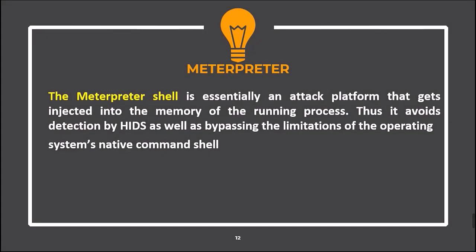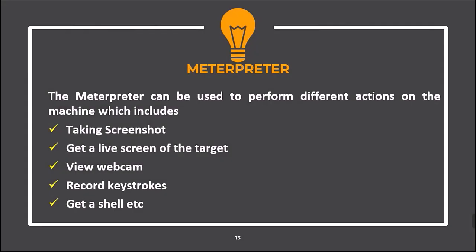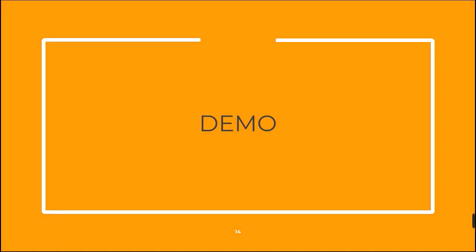Meterpreter is essentially an attack platform that gets injected into the memory of a running process. Thus, it avoids detection by intrusion detection systems as well as bypasses the limitation of operating system native command shell. It can be used to perform different actions on the machine, which includes taking screenshot, get a live screen of the target, view webcam, record keystrokes, or get a shell, etc. Now let's see the actual demonstration.